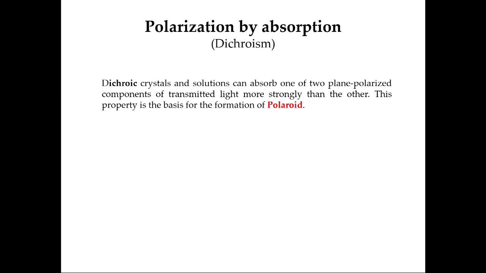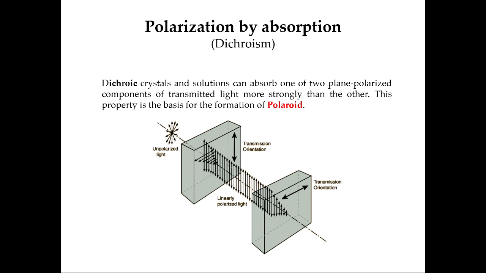The next method is polarization by selective absorption. It is also known as dichroism. In nature, there are some materials, the crystals or solutions of which can absorb one of two plane polarized components of transmitted light more strongly than the other. This property is known as dichroism, and it is the basis for the formation of polaroids.